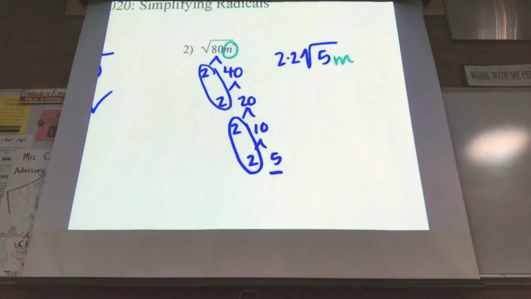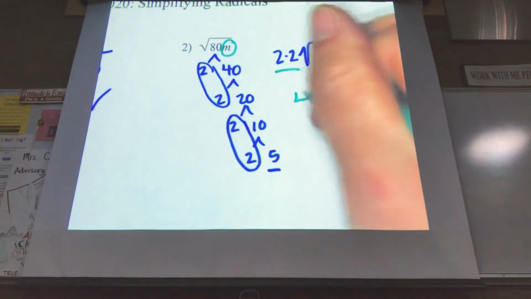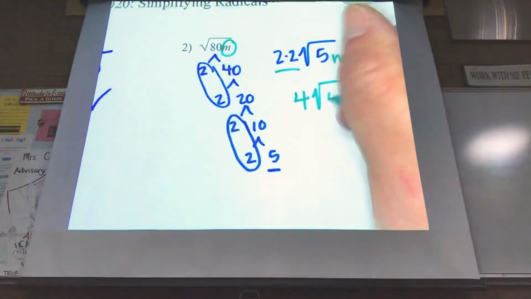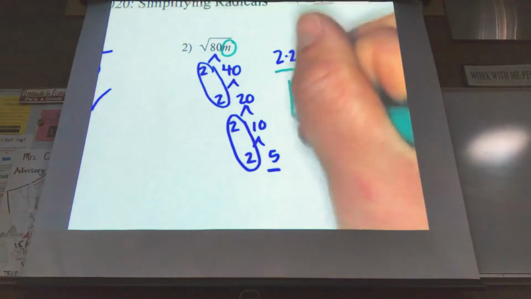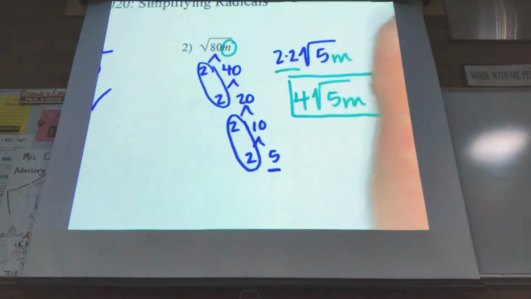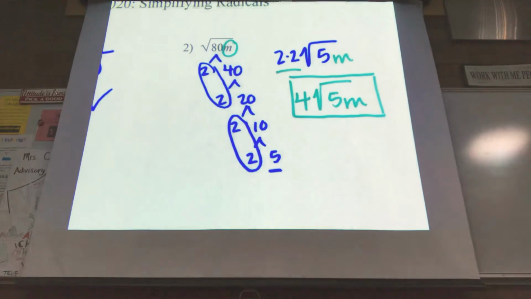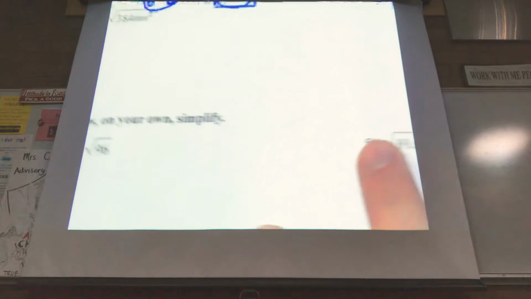So the only thing I need to do now is just simplify 2 times 2 in front. 2 times 2 will give me a 4 root 5m. And that is simplified. The square root of 80m is 4 root 5m. Okay, awesome. Let's go to number 3.